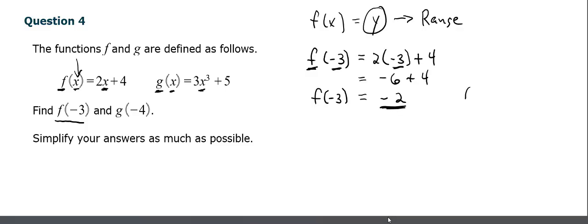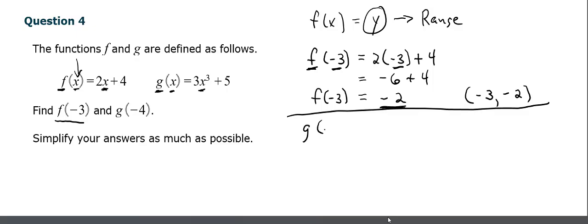So as an ordered pair, we use negative 3 for x, and our result was negative 2. So domain negative 3, range negative 2. Let's do the next one. And the second one says evaluate g at negative 4. So which function do we use? It's telling us to use the g function. So negative 4 replaces the x.